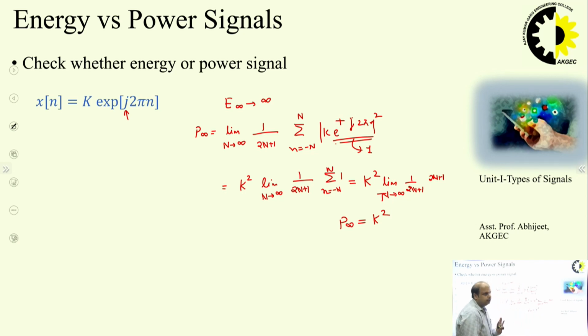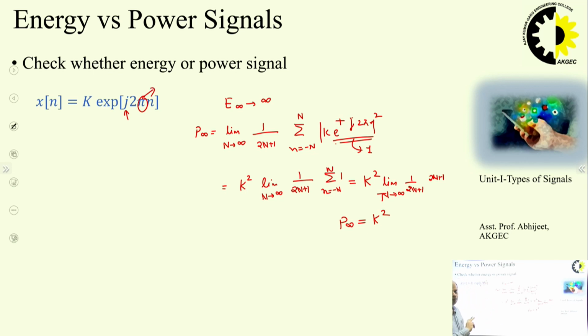The signal is a power signal since it is a periodic signal in the discrete time domain. One caution one can take: even if this pi part is not present, the signal becomes aperiodic due to absence of pi.